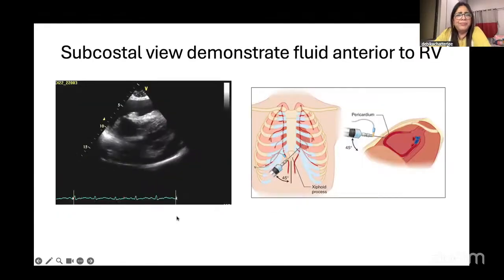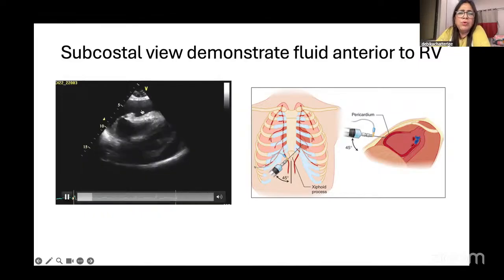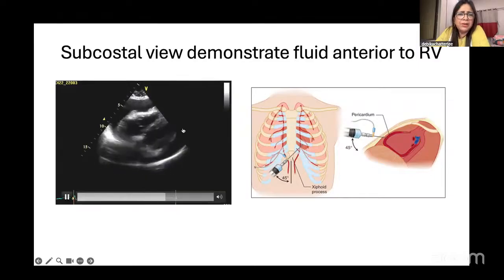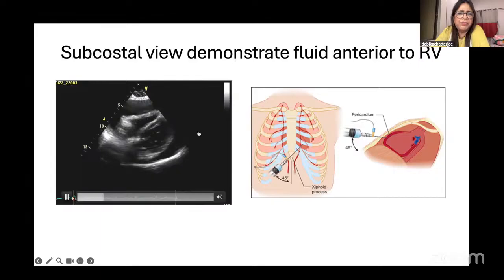The subcostal view is very, very important in tamponade, because this is the view where you can demonstrate the fluid in front of the RV. So if you plan to do the pericardiocentesis from the subcostal approach, you will never puncture the RV free wall, because there is enough fluid, and the needle can puncture the pericardium, and you can easily put the pigtail and take out the pericardial fluid from this pericardial sac.